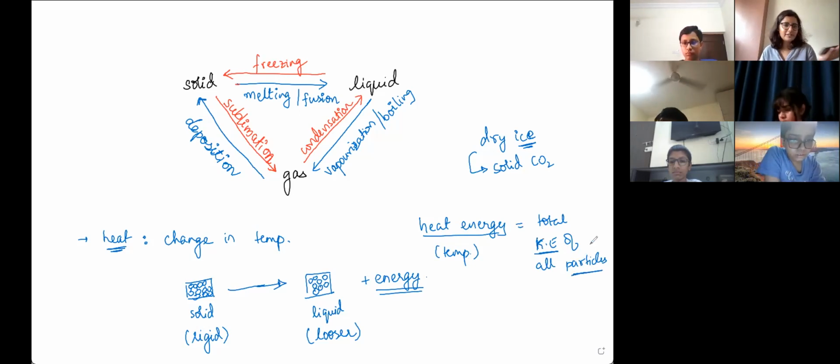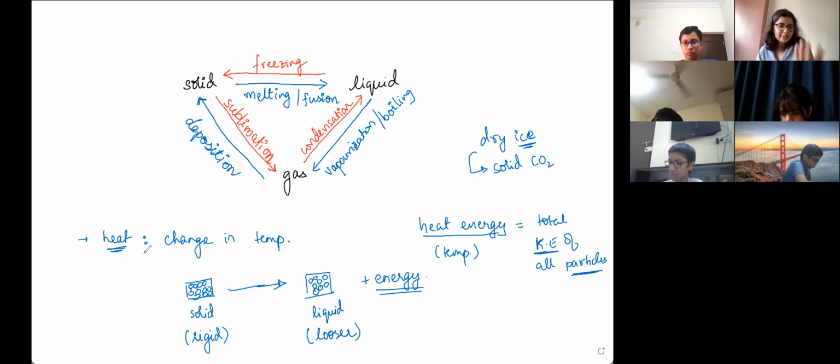Like if the phone is overheated, if I feel that the phone is hot, that means the particles here are vibrating really, really fast. Their kinetic energy is really high, which is what I am feeling as hotness. Okay. So heat energy is basically the total of all kinetic energy of all the particles.